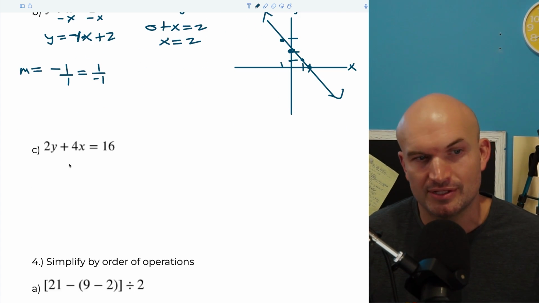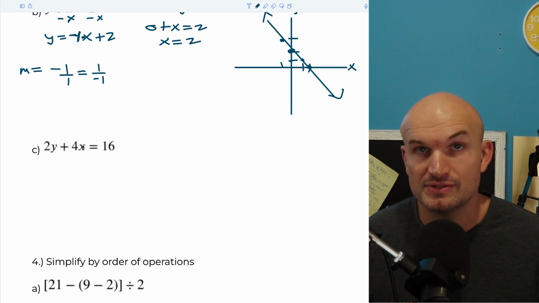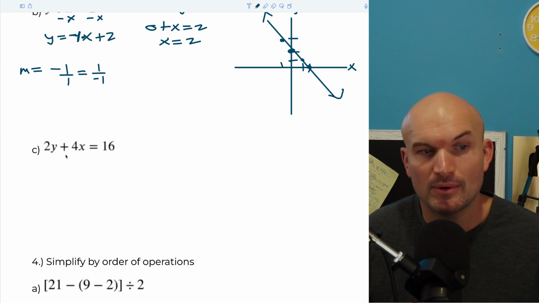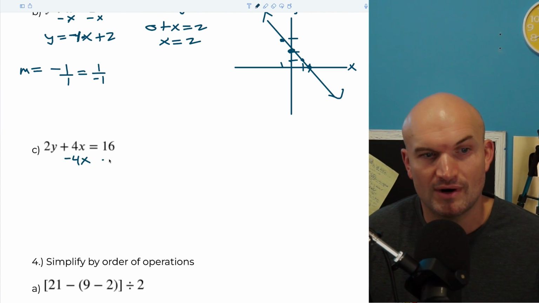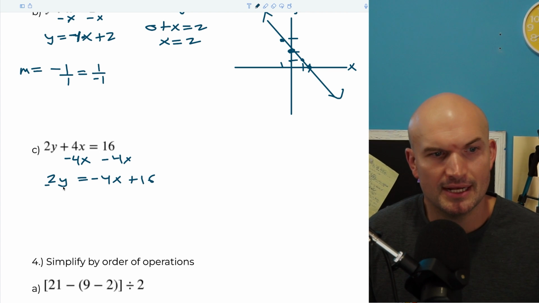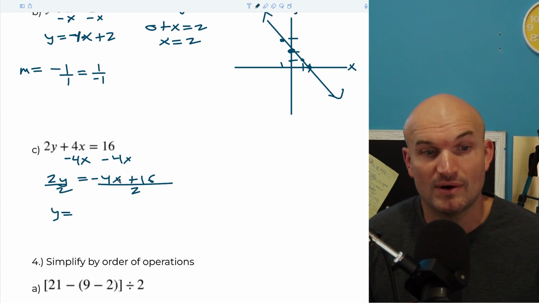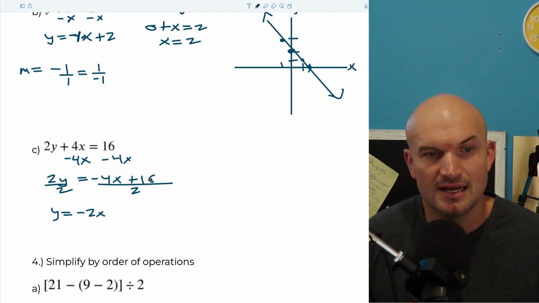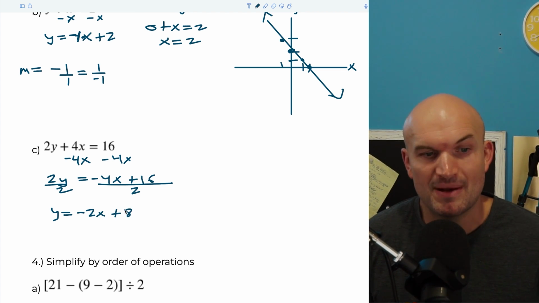So that's just the way I'm going to do it. You could also do the slope-intercept or use the intercept method if you want to. But if I want to solve for y, the first thing I'm going to do is subtract 4x on both sides. So I get 2y equals negative 4x plus 16, right? And then you just go ahead and divide by 2, and I get y is equal to negative 4x divided by 2, that's going to be negative 2x, and then 16 divided by 2 is going to be a positive 8.